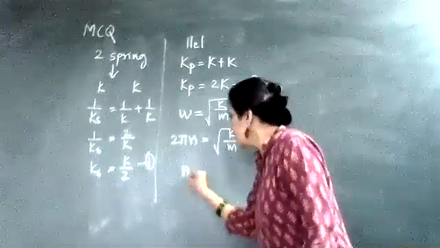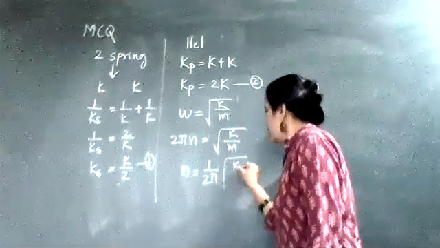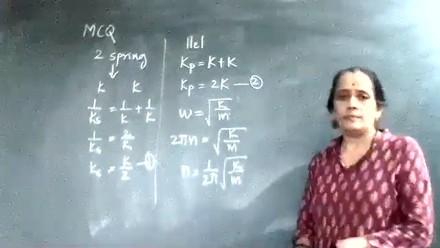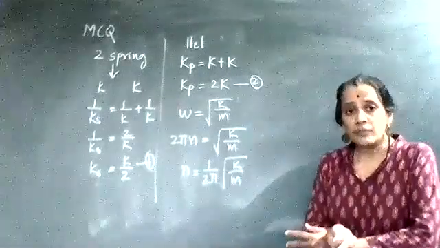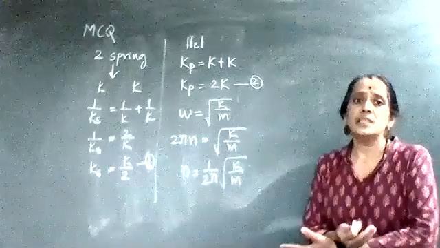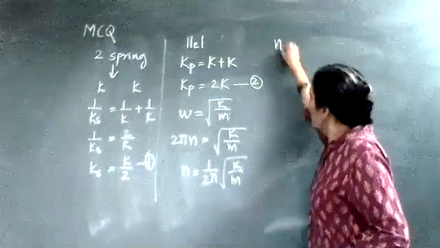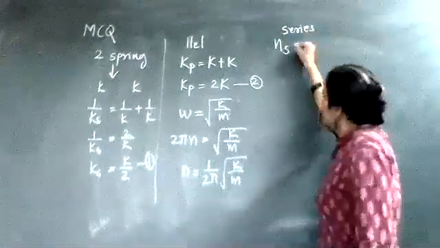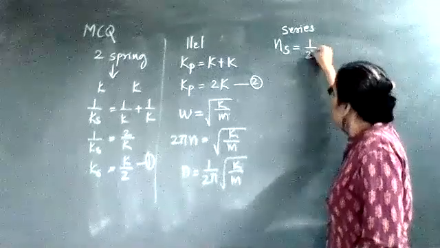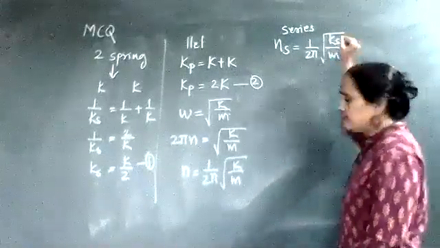Means what I can say that frequency formula is 1 upon 2 pi under root of k by m. This is the general formula for frequency. Now I write the same frequency formula for series and parallel combination. For series, I will write frequency ns is equal to 1 upon 2 pi under root of ks upon m.